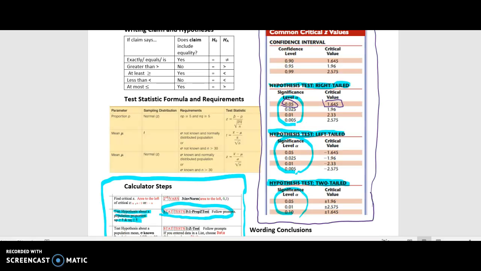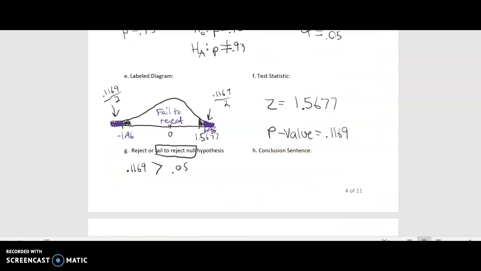If we use the critical value method for a two-tailed test, we can see that at a 0.05 significance level, our critical values are plus or minus 1.96. On our diagram, I've added these critical values, and you can see the shaded region is 0.05 split into each tail straight in 2. So 0.05 divided by 2 is in each tail. And the fail to reject region goes from one shaded purple region to the other, the area in between. You can see that 1.5677 falls in the fail to reject region.